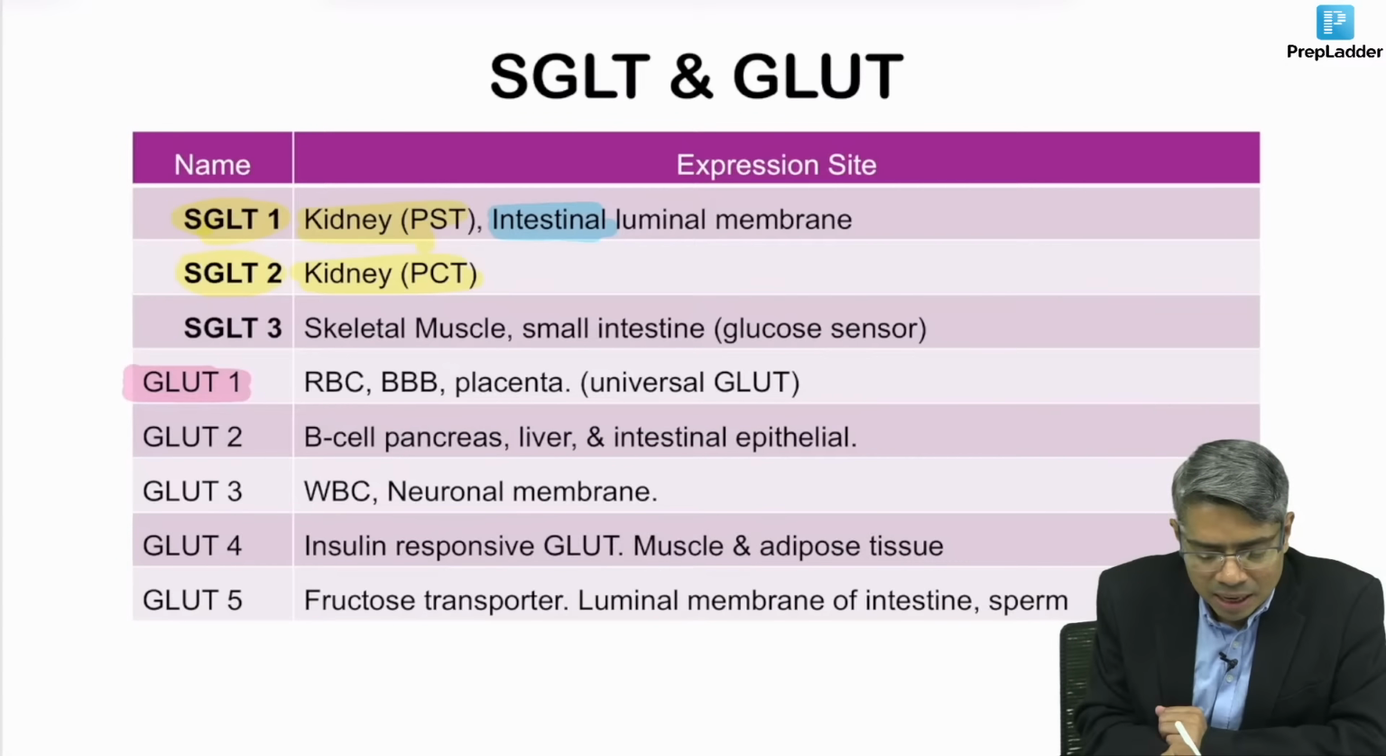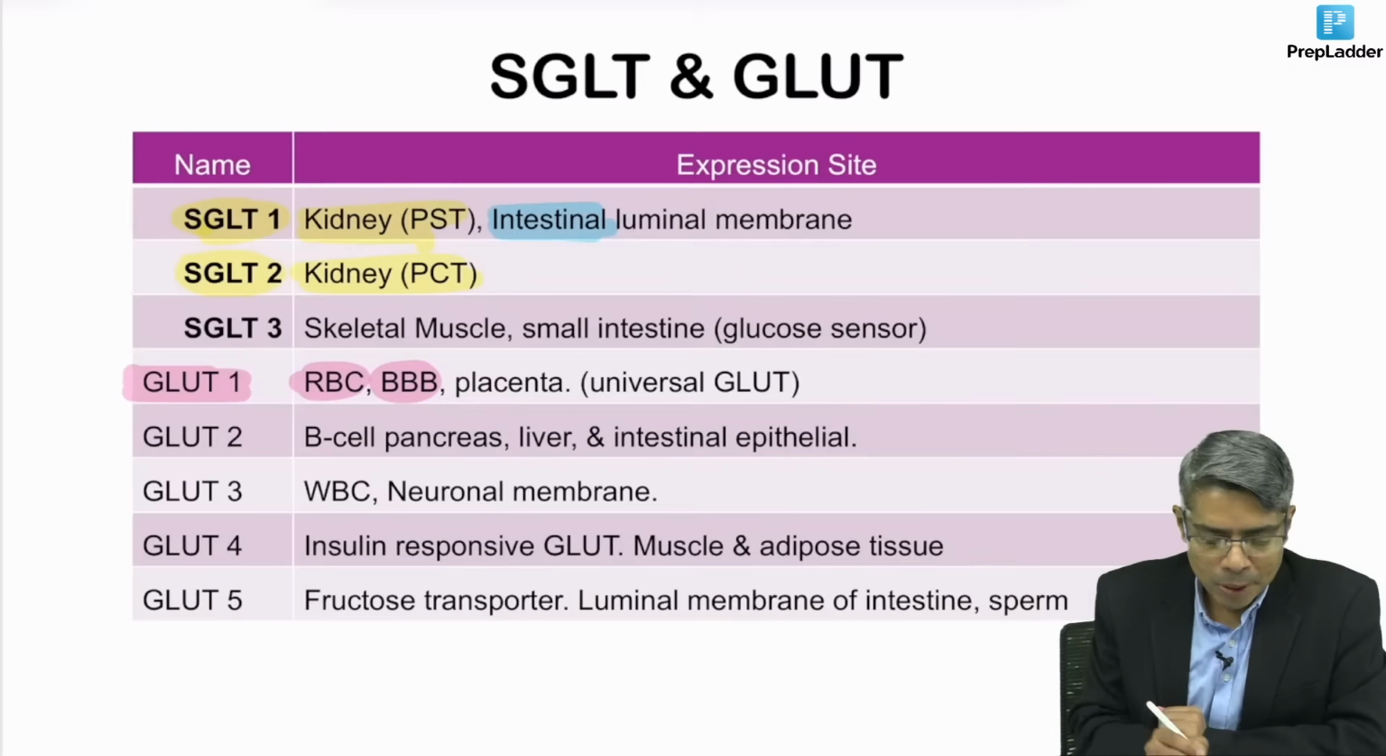Next one is GLUT1. Mainly it is present in the RBC. Never forget this. Blood-brain barrier. Never forget. Okay. GLUT2, beta cell of the pancreas. Sometimes we make a mistake: if the question is which GLUT is responsible for entry of glucose in the pancreatic cell for secretion of insulin, that is GLUT2.